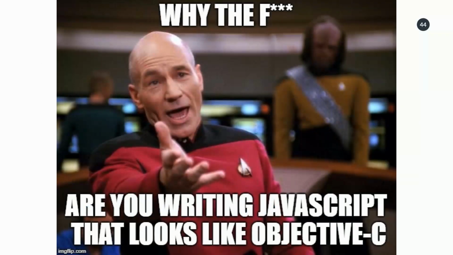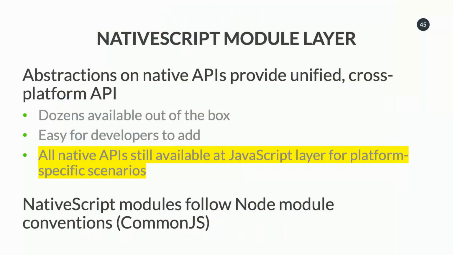However, we get to this point where, why on earth would I want to write JavaScript that looks like Objective-C? That's like the worst of both worlds. It's a total nightmare. I point that out because you can do it, not that you should do it. Instead, we want to focus on the NativeScript module layer. Now, these are effectively abstractions on top of native APIs, so they provide a unified API across all these native features that you can access.